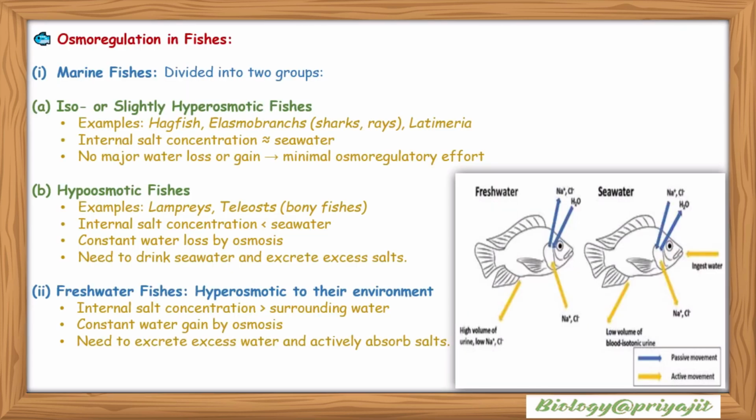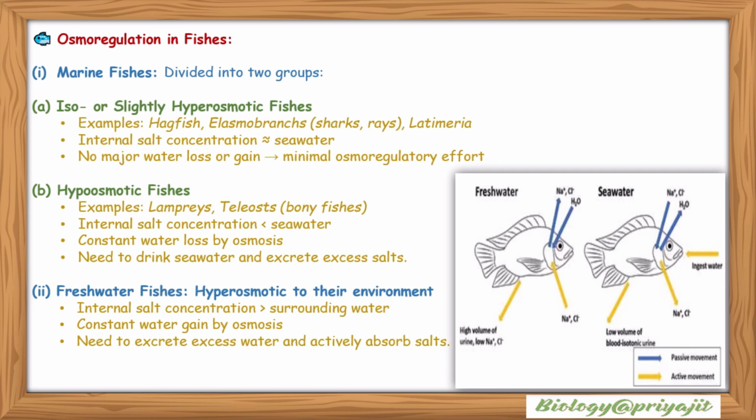For fish, osmoregulation is particularly vital as they inhabit a wide range of aquatic environments, from freshwater rivers and lakes to the vast saline expanses of the ocean. According to their habitat, fish can be categorized into two main groups: marine fish and freshwater fish. In the case of marine fish, the process of osmoregulation can be divided into two categories depending on their habitat.